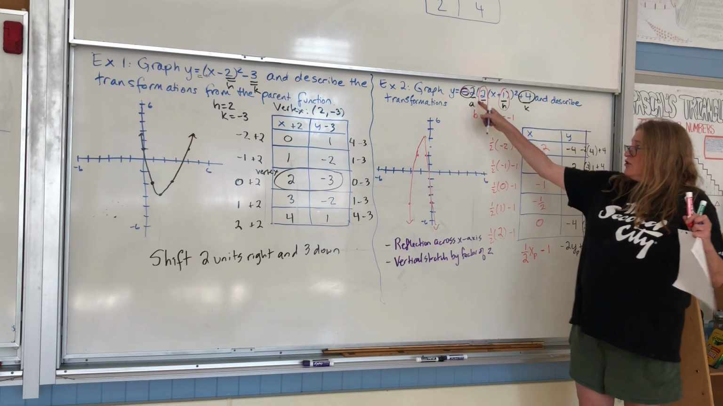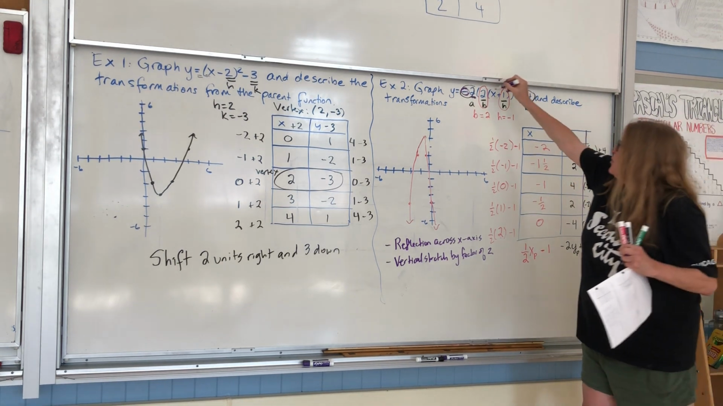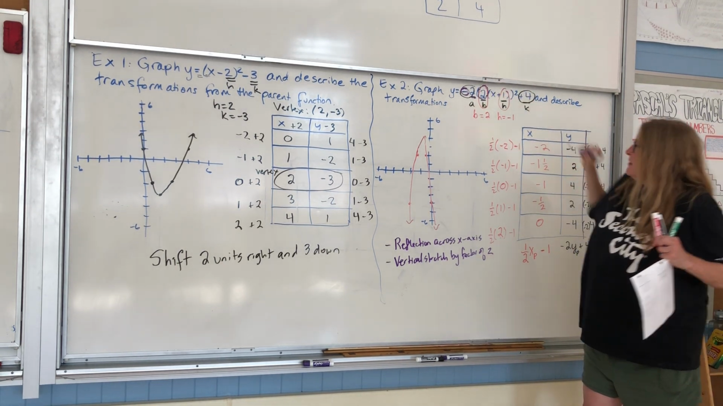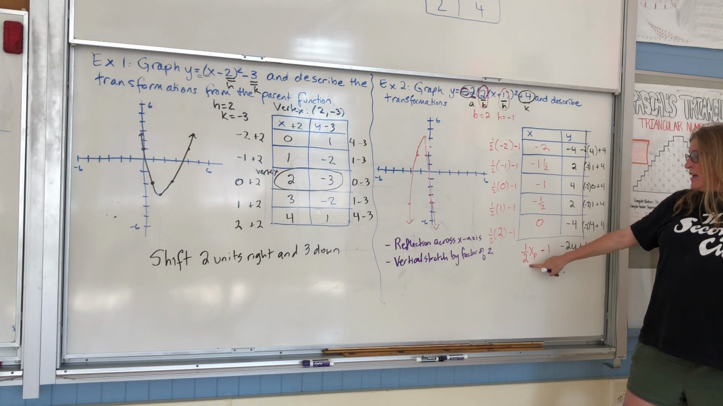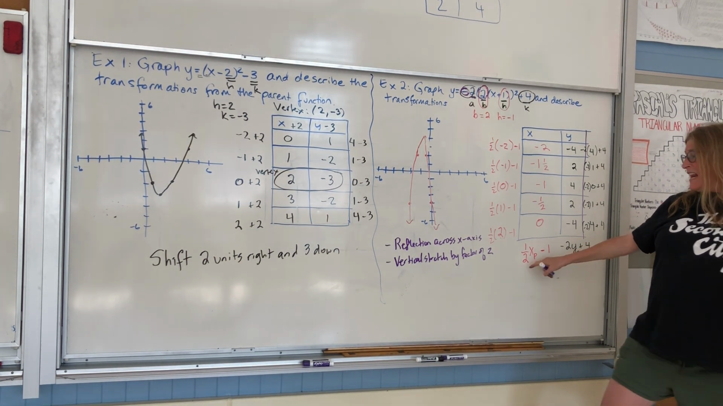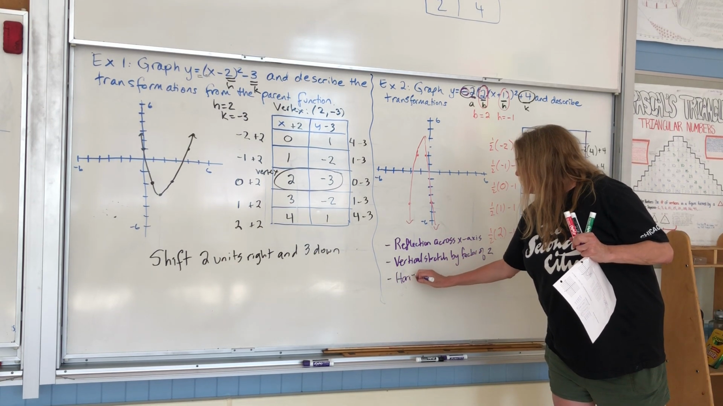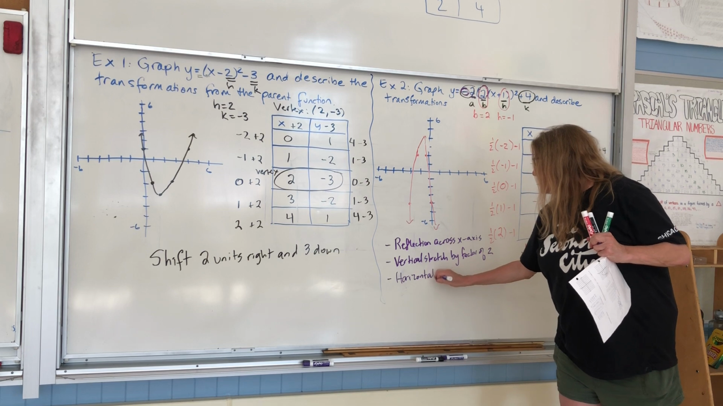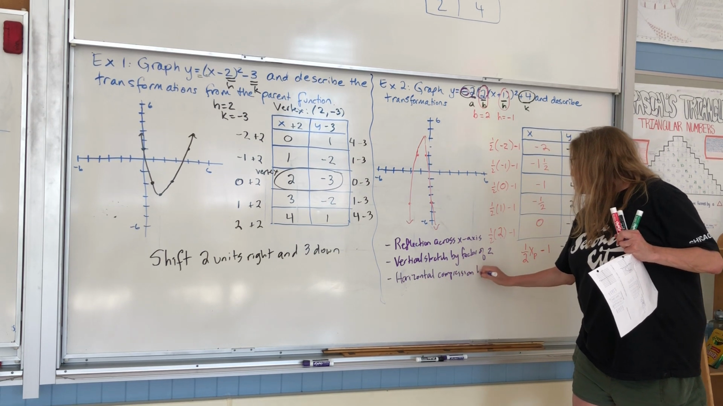Okay, that's the 2 right here. What about this 2, guys? Well, it looks like, what did we do to our parent? Well, we didn't multiply it by 2, we actually multiplied it by 1/2. And multiplying it by 1/2 makes it smaller. So we're going to say it's a horizontal compression by a factor of 1/2.